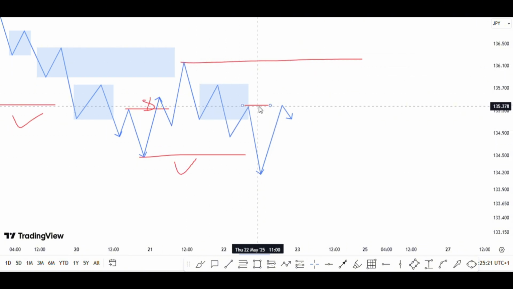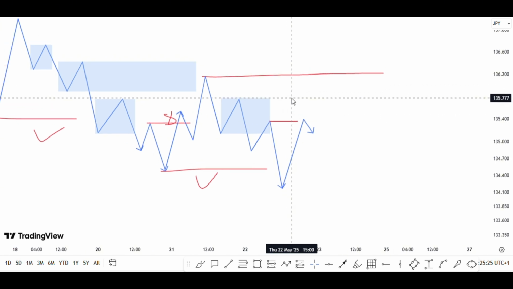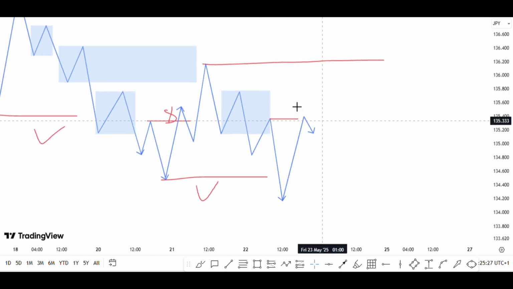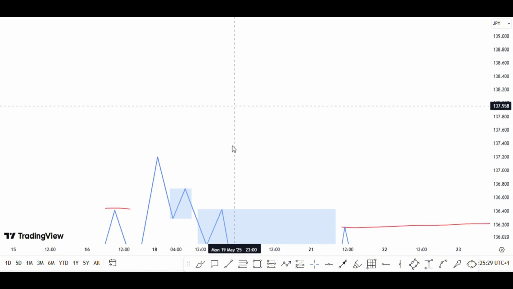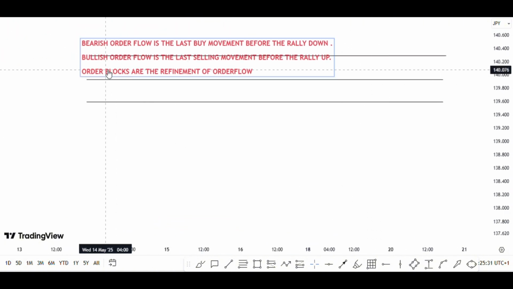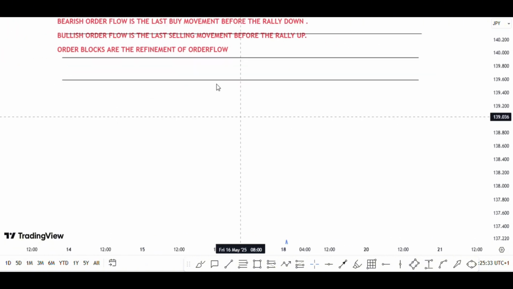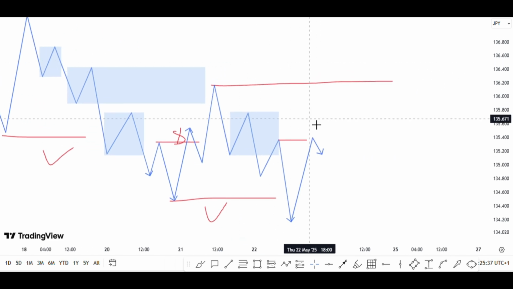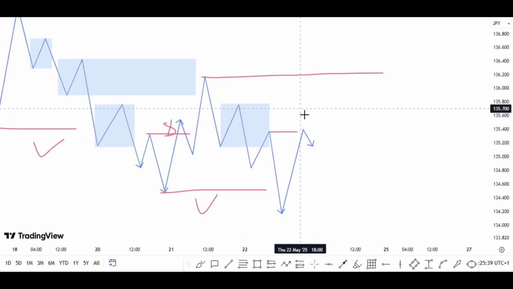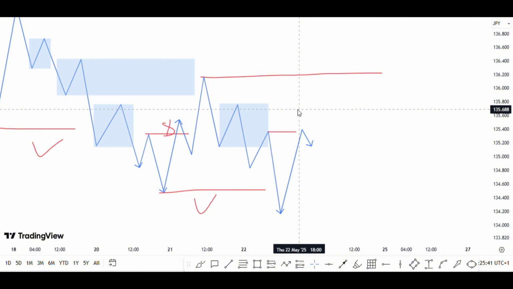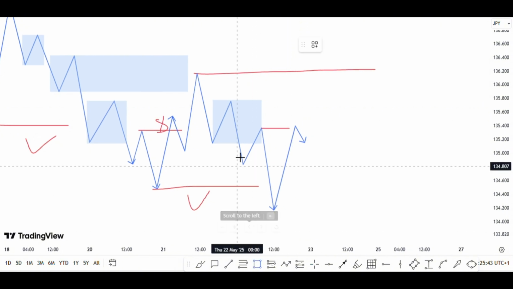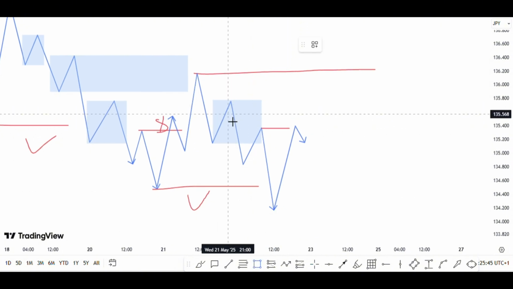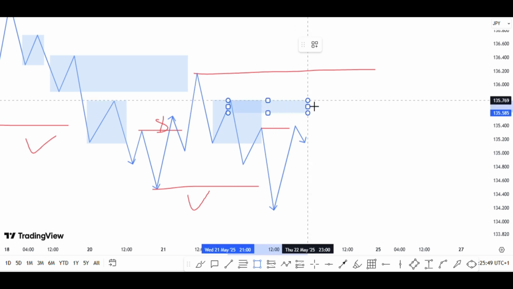We identify our order flow. And as I said, the order block is a refinement. Our order blocks are the refinement of order flow. So it means that in most cases we will find an order block in the order flow. You come to the top or inside the order flow, and we might have our order block here.